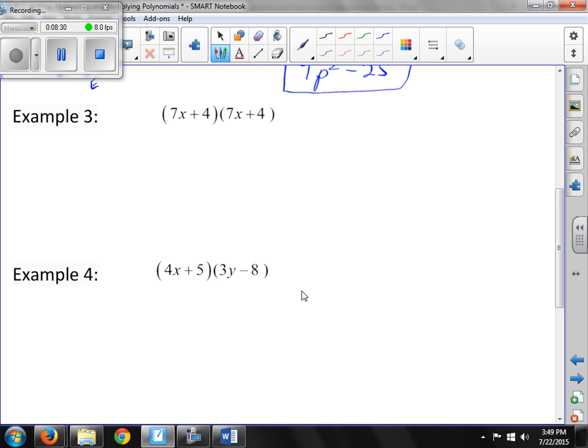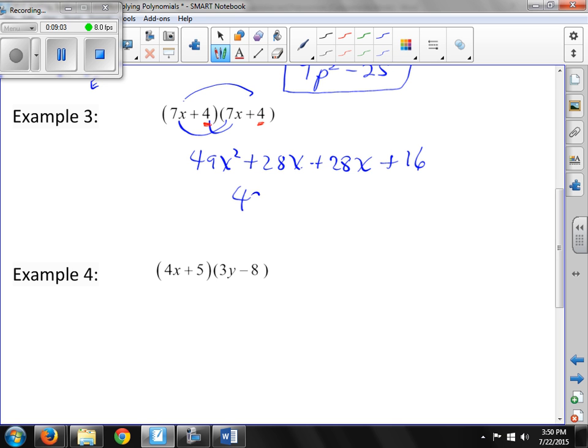7x plus 4 times 7x plus 4. We're going to do 7x times 7x, which is 49x squared. The outside would be 7x times 4, which would be 28x. The inside is 4 times 7x, which is another 28x. And the last would be the 4 times the 4, which would be plus 16.